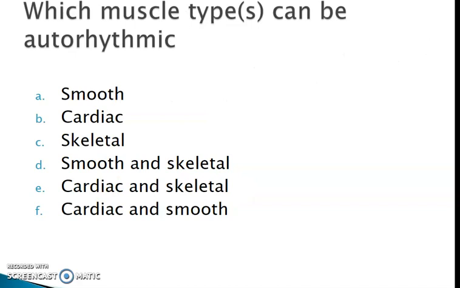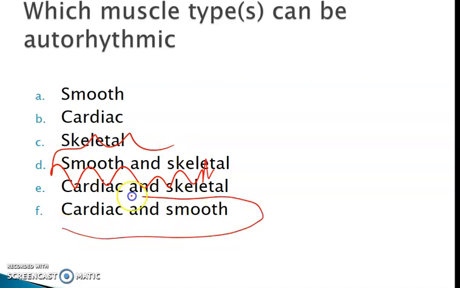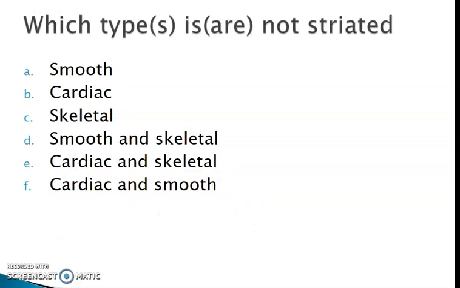Next question. Which muscle type or types can be autorhythmic? That is all skeletal, cannot be autorhythmic, so bye-bye skeletals. Well, it's actually F, both cardiac and smooth. I can have choice F on your test. Which type or types is non-striated? Well, that's our boring smooth muscle.